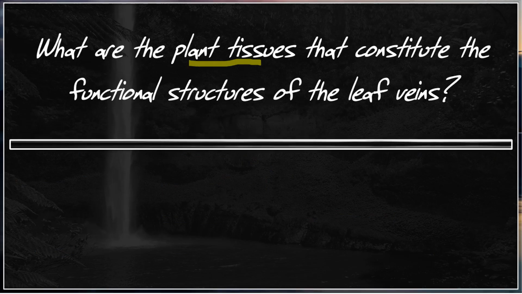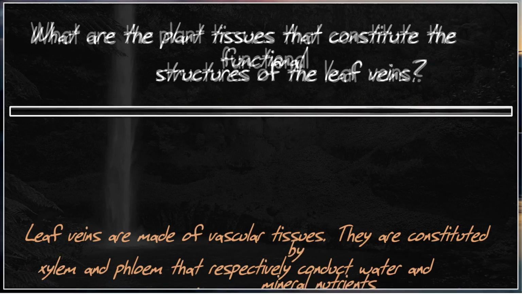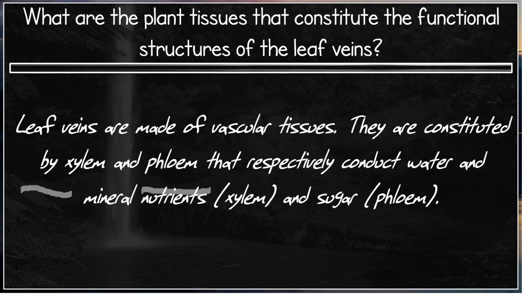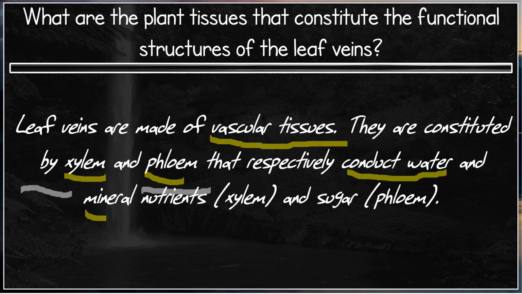What are the plant tissues that constitute the functional structures of the leaf veins? The leaf veins are made up of vascular tissue. They constitute the xylem and the phloem, that respectively conduct water and mineral nutrients, the xylem, and the sugar, the phloem.